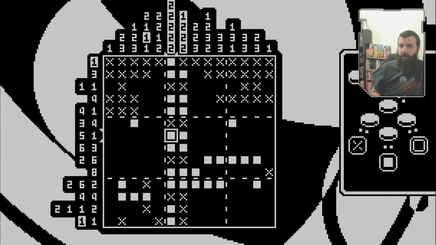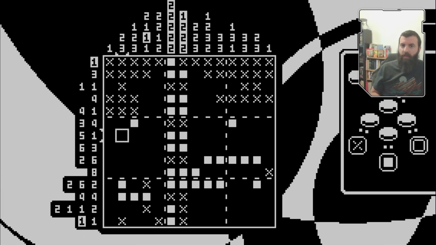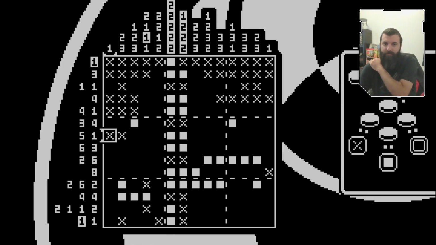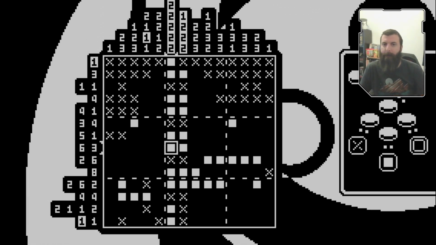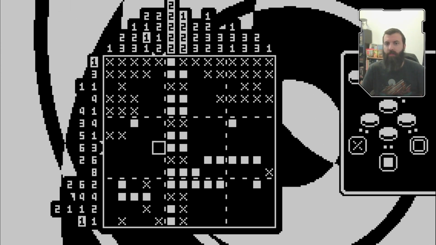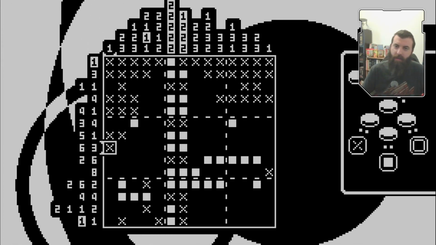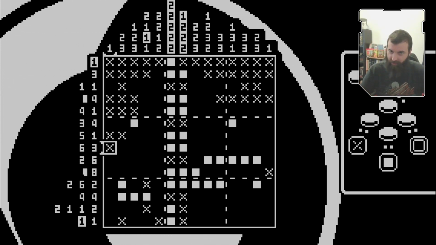Got a 5. This has to be part of the 5. The 5 couldn't reach out to here. This has to be part of the 6. Couldn't reach out to here. Man, I'm really going the long way around to find this vertical 1.